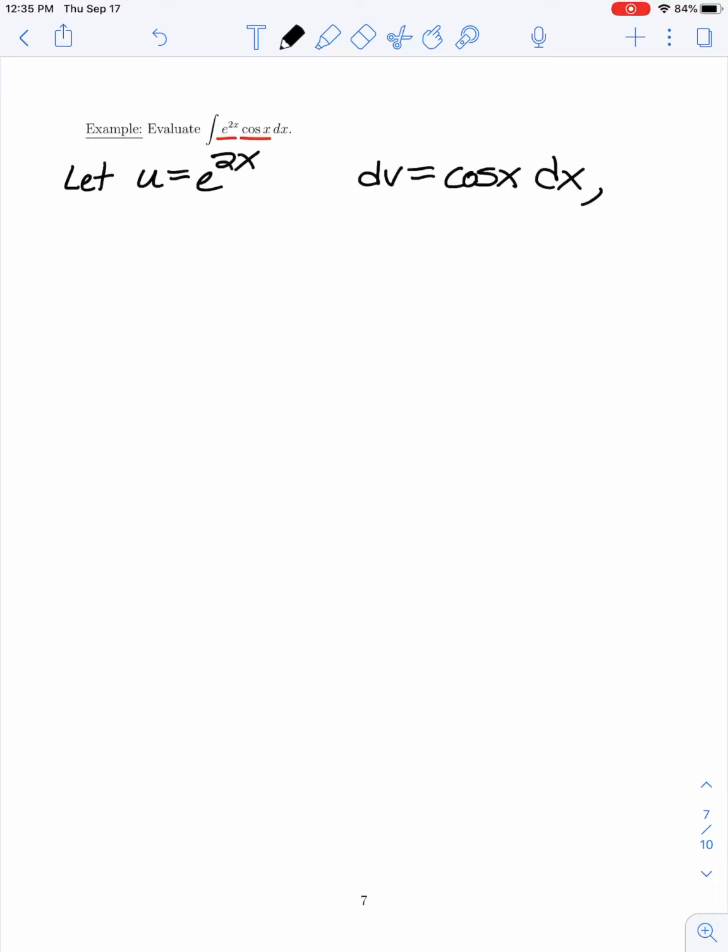However, if you want, try reversing my choice for u and v. In your version of the problem, try choosing u as cosine of x and then dv as e to the 2x dx. As you work through this, you'll see at the end that your answer will be the same as mine. It doesn't matter what we choose in this case.